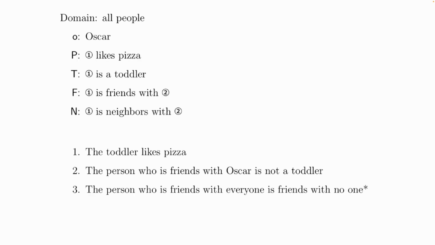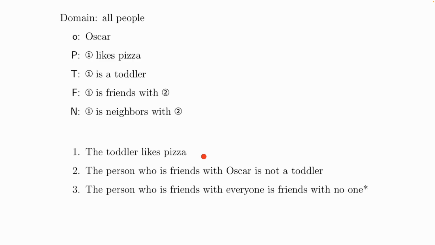So let's suppose that we have a QL identity language with the proper name O, a one-place predicate P, a one-place predicate T, a two-place predicate F, and a two-place predicate N, where we imagine that the domain of quantification is all people. O refers to Oscar, P expresses the property of liking pizza, T, the property of being a toddler, F, the friends with relation, and N expresses the neighbors with relation.